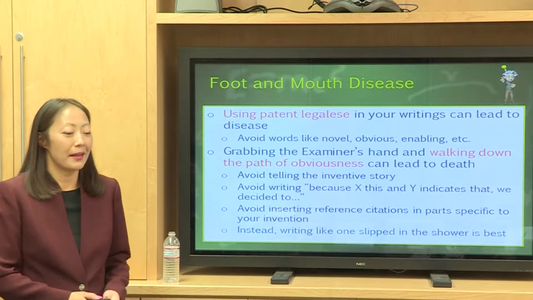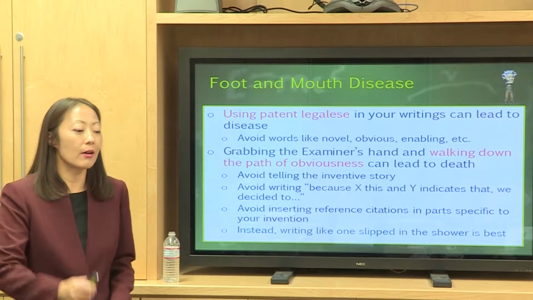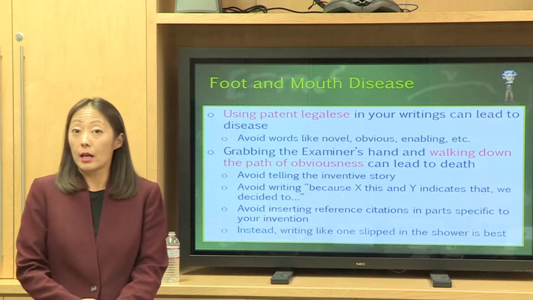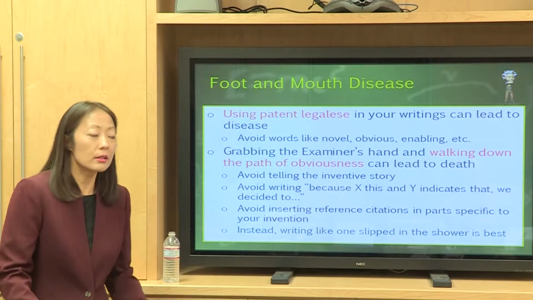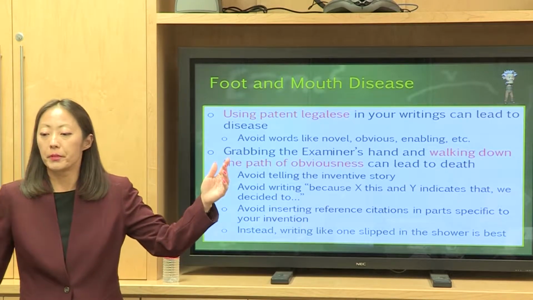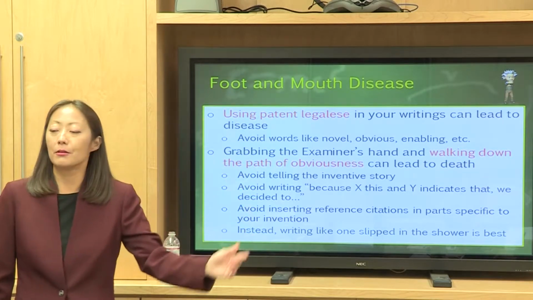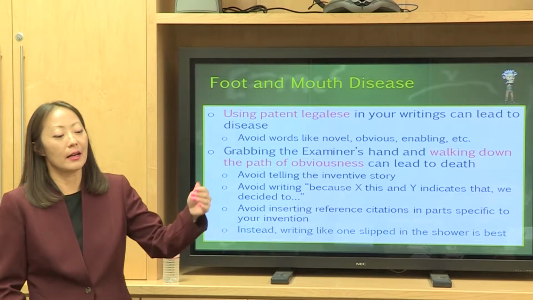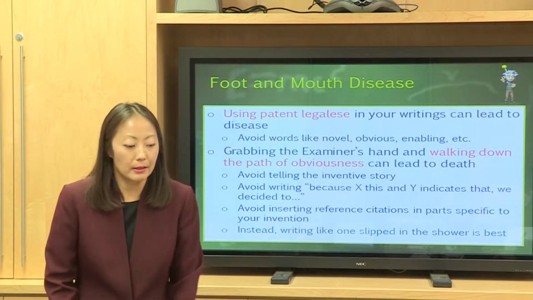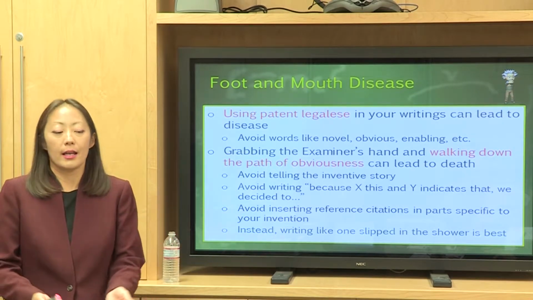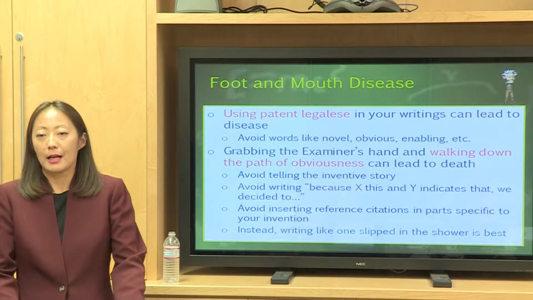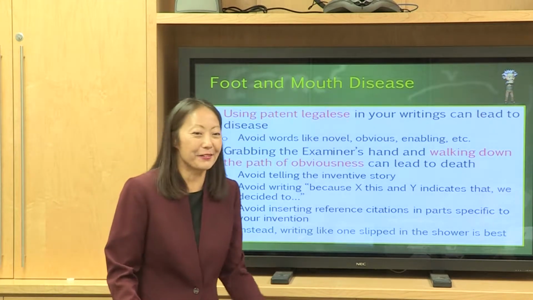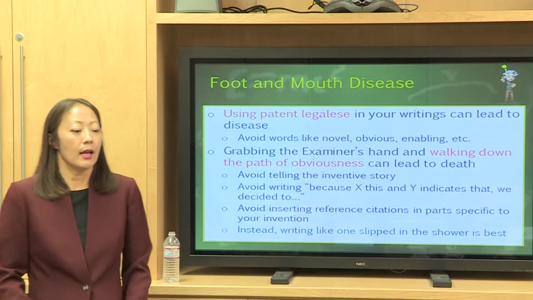Now, another problem that I've seen is grabbing the examiner's hand and walking down the path of obviousness. It's like, yay, let's just walk down, I'll tell you how we got there. A lot of times in journal articles, you see this whole setup before the invention, leading into how it resulted in the invention: because of X, this, and Y indicates this, we decided to do this because, of course, this was the result that we were expecting. Well, that can be used against you.